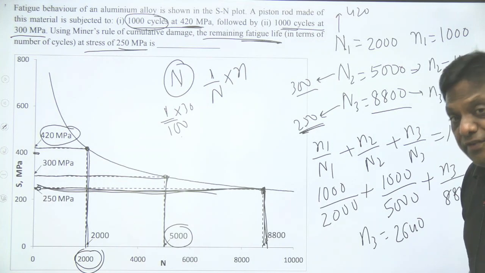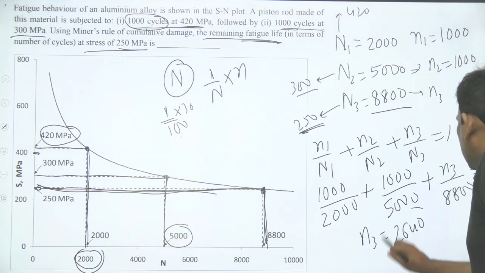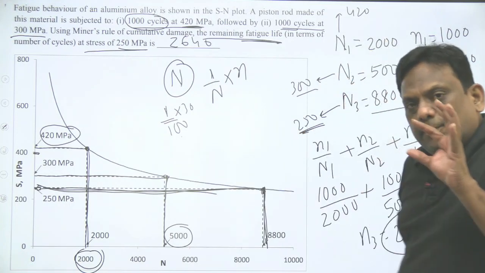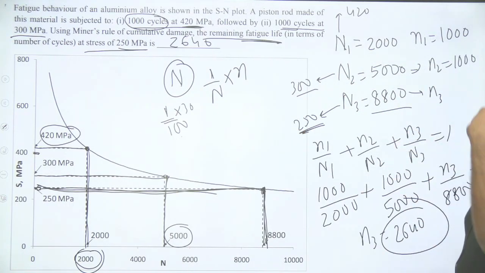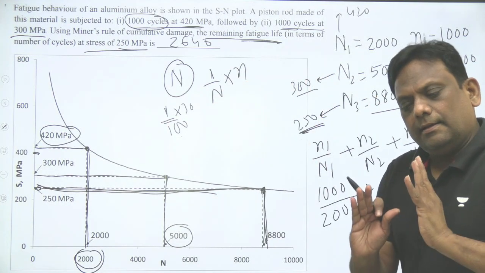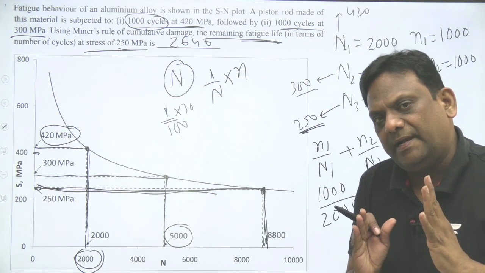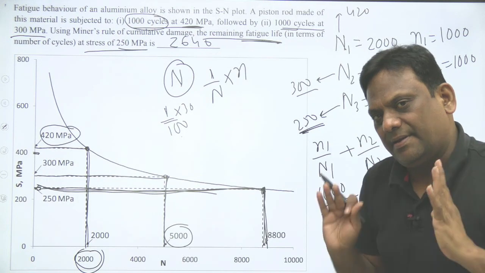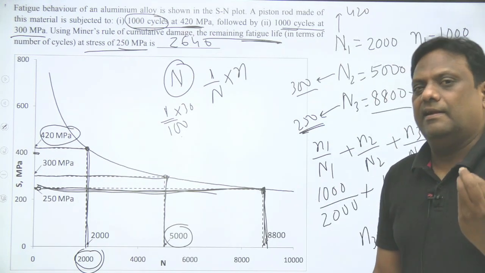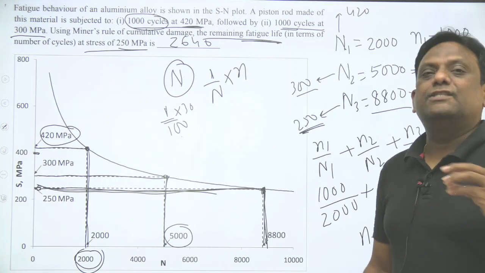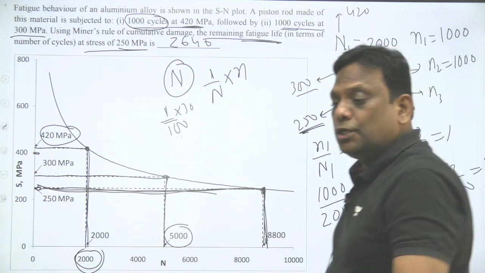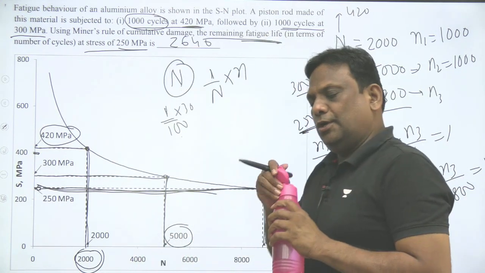It means, physically you try to understand. So the answer is 2640. What does it mean? It means 1000 cycles is spent at 420 megapascal, 1000 cycles is spent at 300 megapascal, and 2640 cycles is spent at 250 megapascal. That is the total life of this. And this is known as Miner's rule or cumulative fatigue damage. We call it cumulative damage.